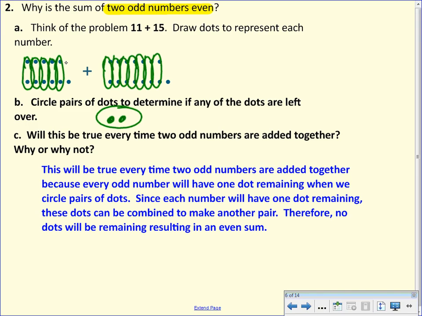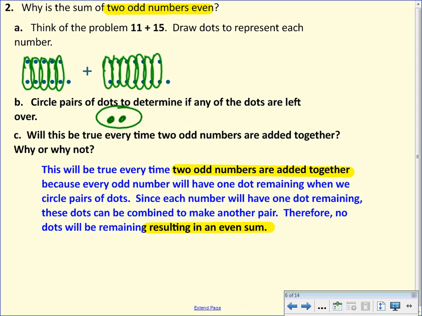So two numbers added together will always result in an even sum, okay? Because every dot will have a partner. So for part C, you can write every time we add two numbers, your sum will be even.